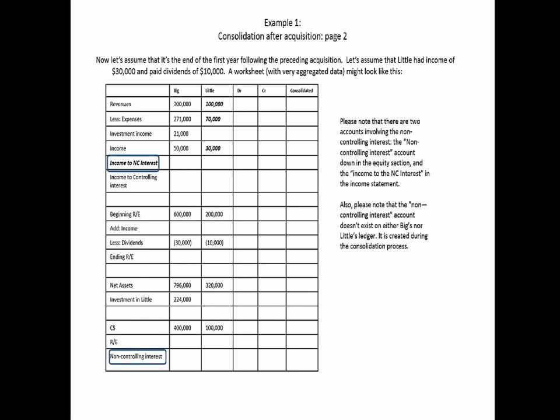Please note that there are two accounts related to the non-controlling interest. Up in the income statement, we have the income to the non-controlling interest. And again, that's going to be the portion of the consolidated income allocated to the non-controlling shareholders. Down in the owner's equity section of the balance sheet, we have the non-controlling interest. And again, that's the equity-like account representing the non-controlling shareholders' ownership of their share of the subsidiary.